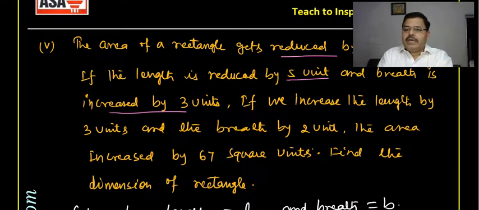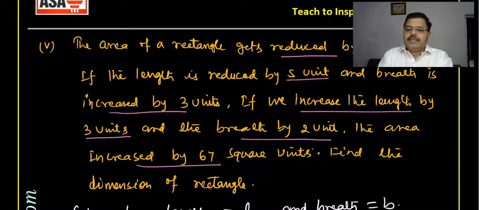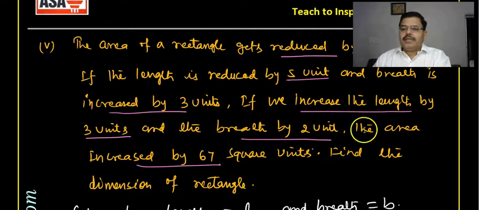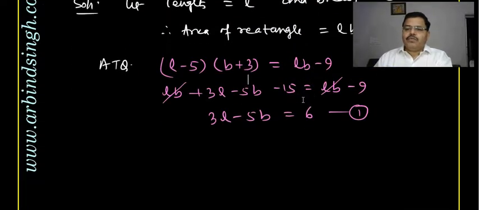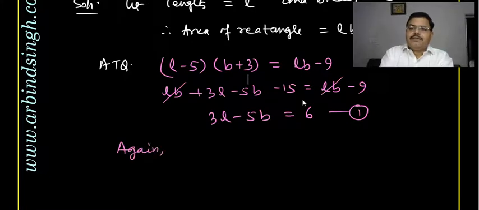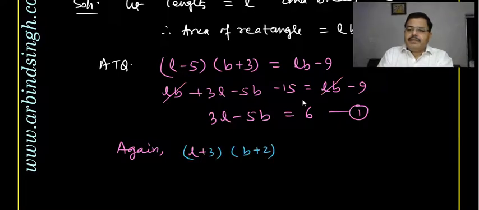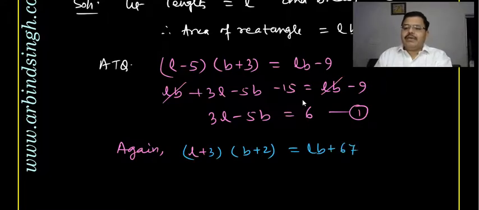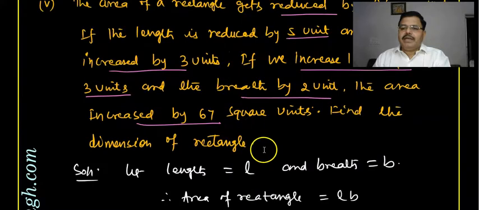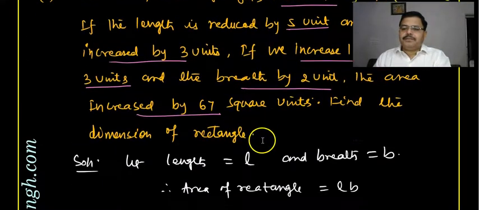Again, the same condition it is given here. Now look at this. If we increase the length by 3 unit and breadth by 2 unit, both are increased, then area increased by 67. So length increased by 3 and breadth increased by 2. It means, on the basis of second condition, L plus 3 and breadth B plus 2, then that will be area increased by 67. Original area was LB, and now it will be LB plus 67.